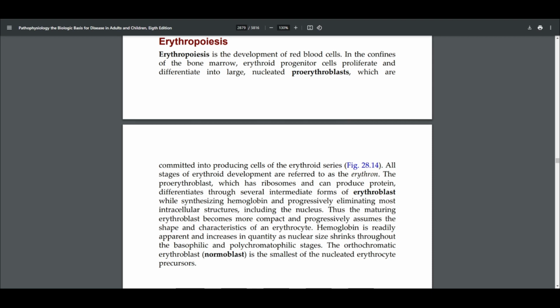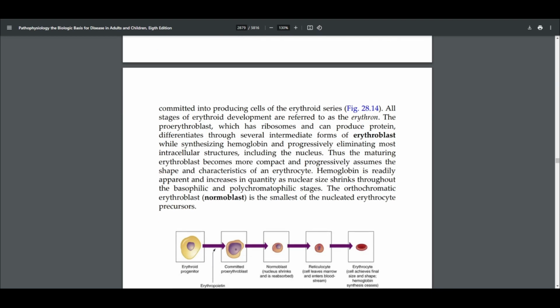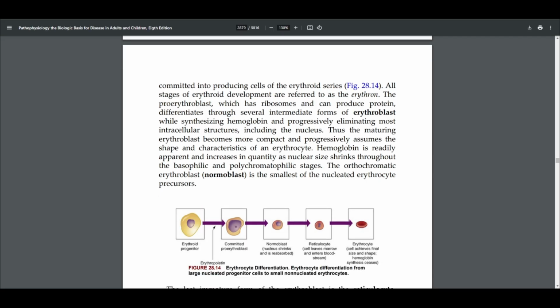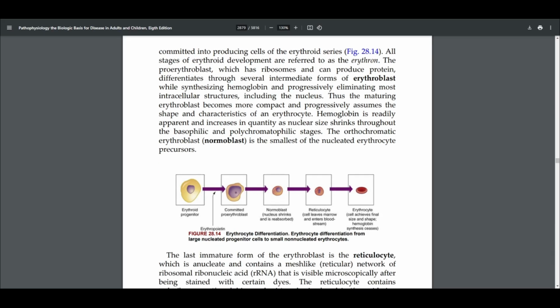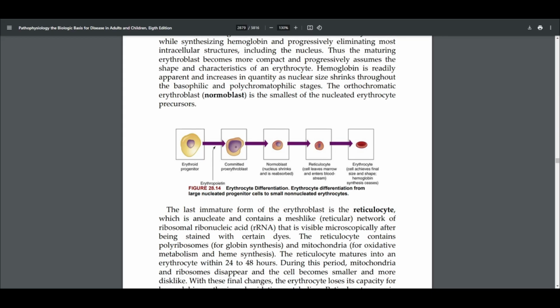The proerythroblast, which has ribosomes and can produce protein, differentiates through several intermediate forms of erythroblast, while synthesizing hemoglobin and progressively eliminating most intracellular structures, including the nucleus. Thus, the maturing erythroblast becomes more compact and progressively assumes the shape and characteristics of an erythrocyte. Hemoglobin is readily apparent and increases in quantity as nuclear size shrinks through the basophilic and polychromatophilic stages. The orthochromatic erythroblast, also known as normoblast, is the smallest of the nucleated erythrocyte precursors. So here we're taking a look at the erythrocyte differentiation.